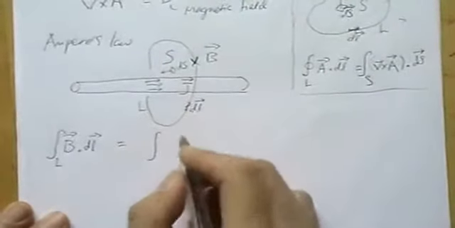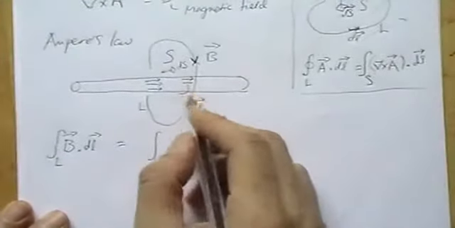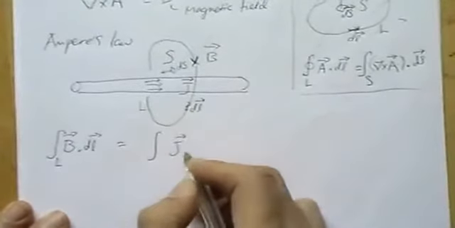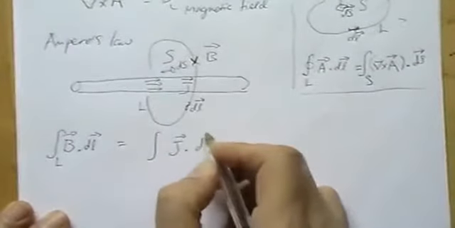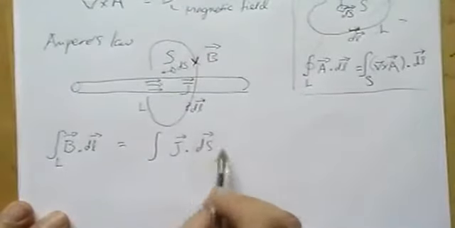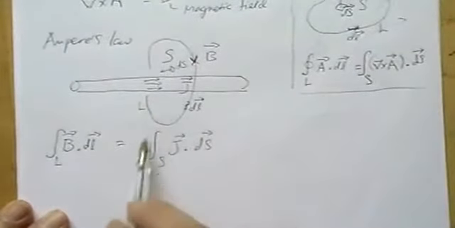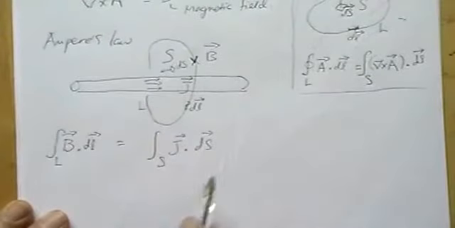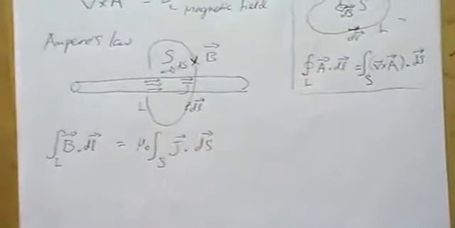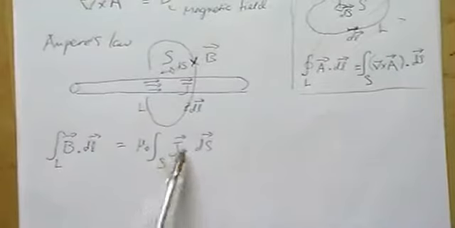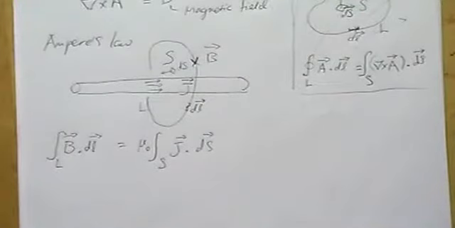Take the current density and dot it with the area element. This gives me the current going through that area, and integrate it over the whole surface. So this is basically the total current that goes through the loop, and multiplied by mu naught, the magnetic permeability in free space, the answer should be equal to the integral on the left. That's the statement of Ampere's Law.